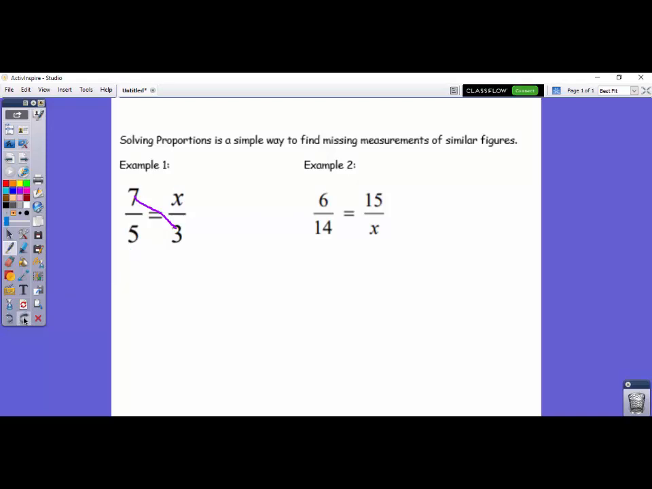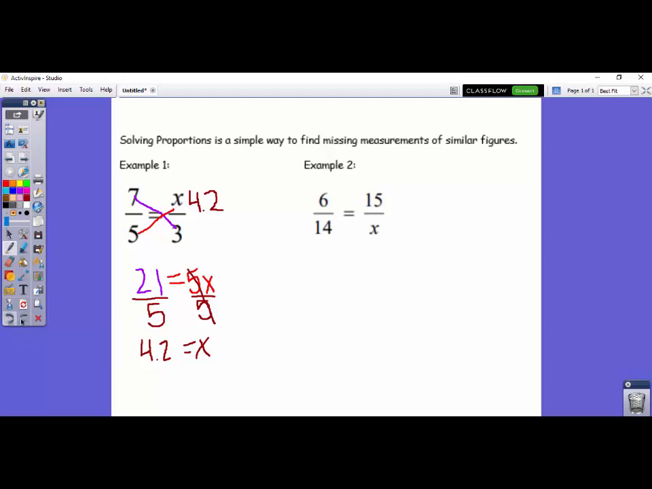So in example 1, the first thing I look at is the two given numbers, and I do 7 times 3, which I know is 21. Okay, and then I look at the other two numbers, 5 and x. 5 times x is 5x. So then I have an equation written. Now I just have to solve for x in my equation, which is a one-step equation. 5 times x, to undo that, I need to divide both sides by 5. And when I divide 5 by 5, that's a 1, and 21 divided by 5 is 4.2. So I can see that the missing value for x is 4.2.